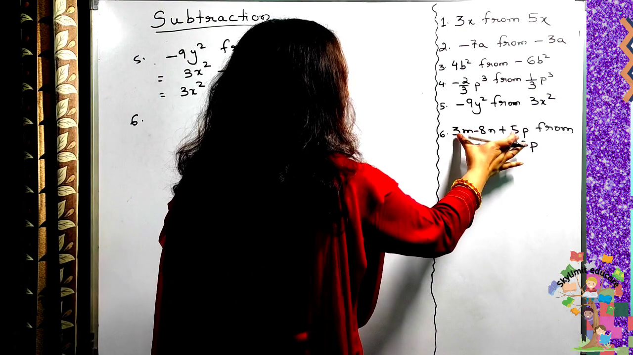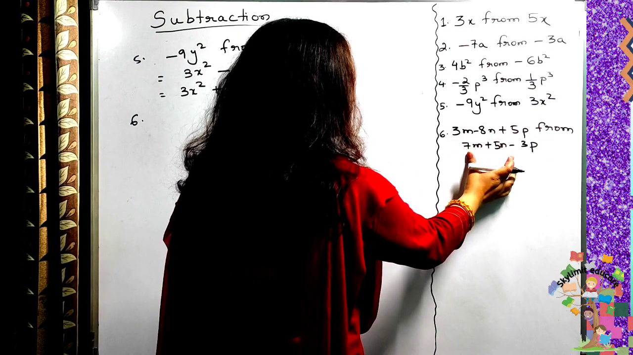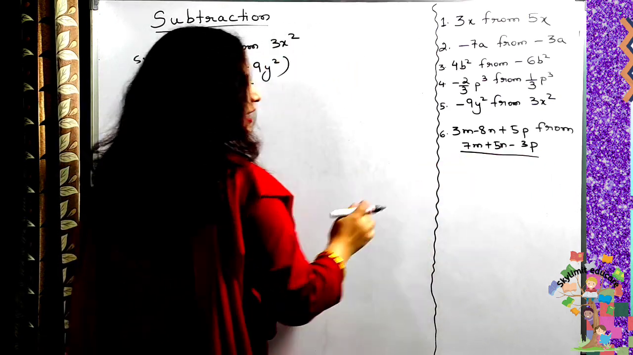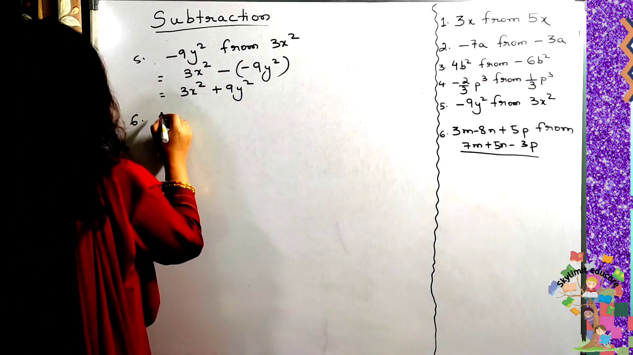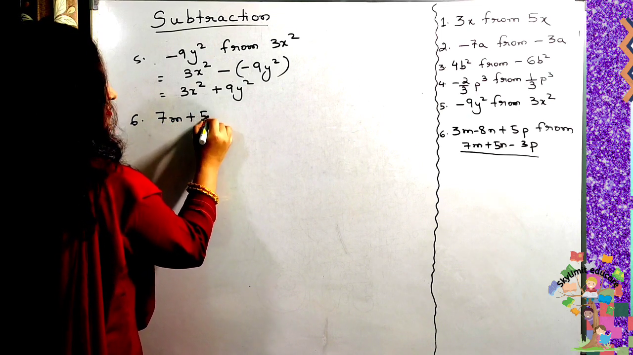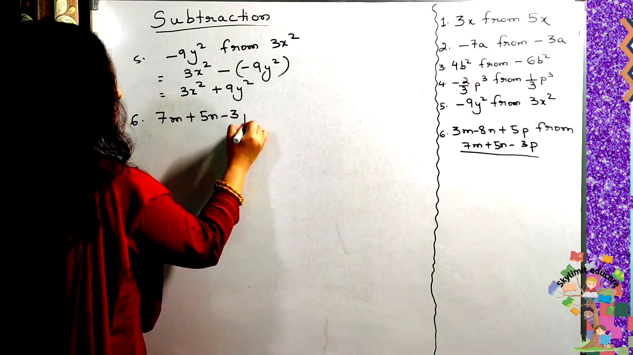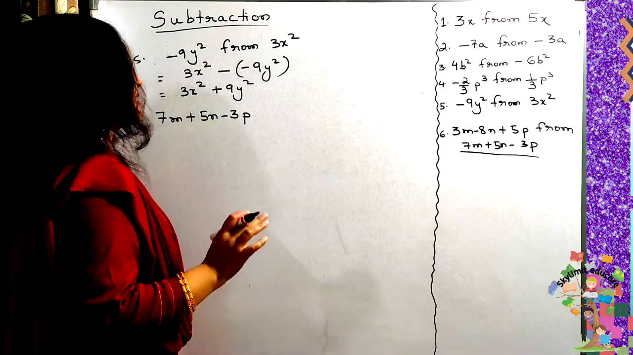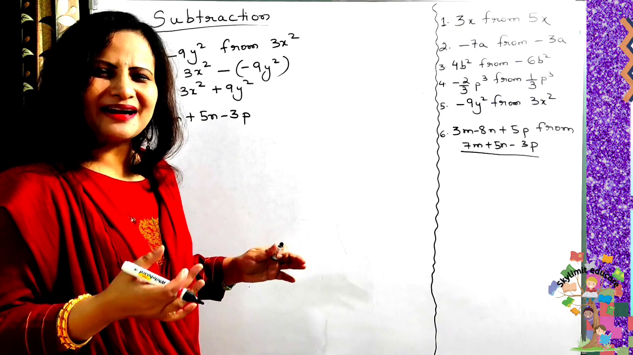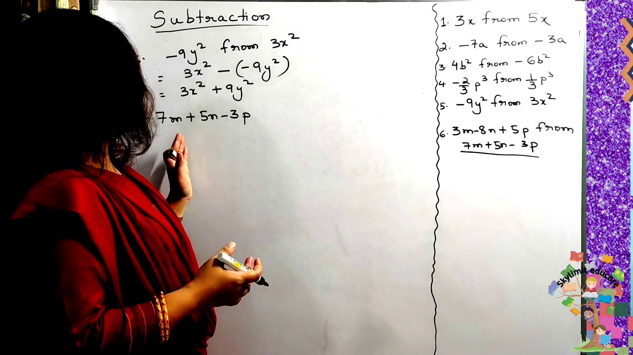This algebraic expression from this algebraic expression, yes or no? So first, this is the minuend after from. So let us write the complete minuend first: 7m plus 5n minus 3p. Now this is an algebraic expression. This is not a single term. Till now you were subtracting terms. Now you have got an algebraic expression.